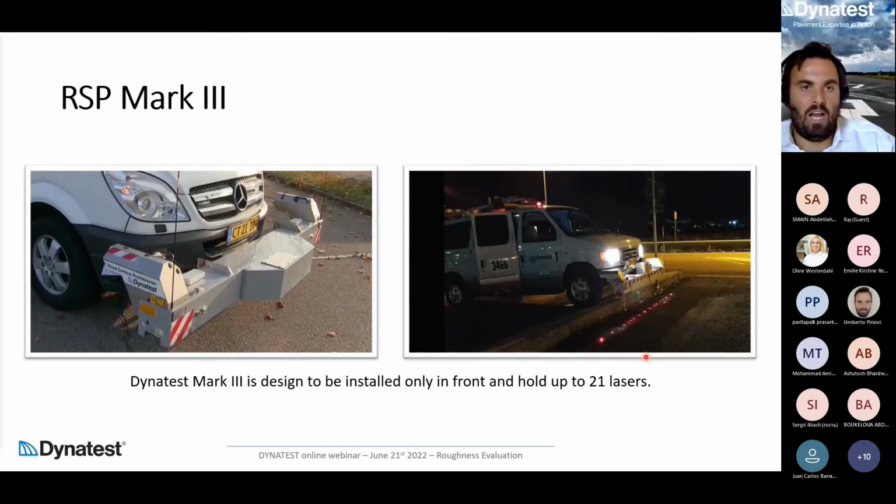Dynatest has two types of RSP. RSP stands for Road Surface Profiler. One is called Mark III. It's a front beam designed to be installed only in front and hold up to 21 lasers. So you see here how many red points there are on the pavement. The more points we have, the more detailed we can detect the cross section. We will see later what the cross section is.